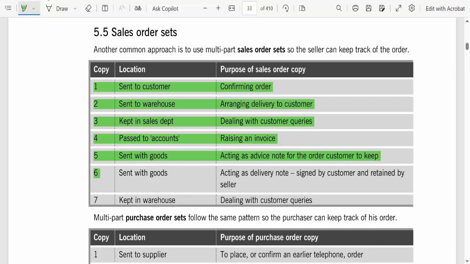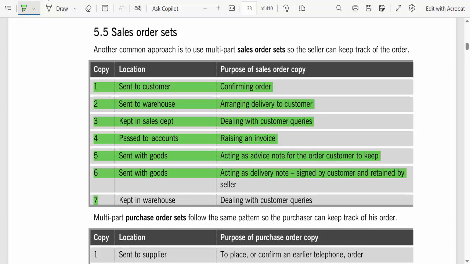6. Copy 6. Sent with goods as a delivery note, signed by customer. Purpose: another copy goes with the goods as a delivery note, which the customer signs to acknowledge receipt. The seller keeps this signed copy as proof of delivery. Example: the delivery person presents this copy to the customer, who signs it to confirm they received the heating system. The signed copy is then kept by the seller.